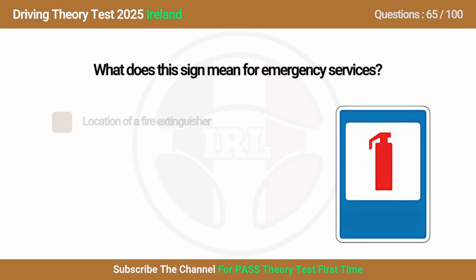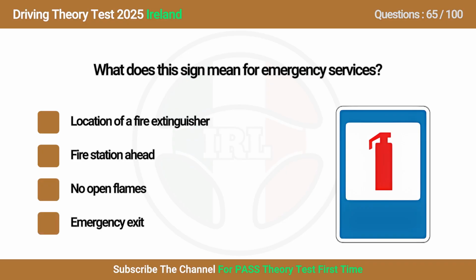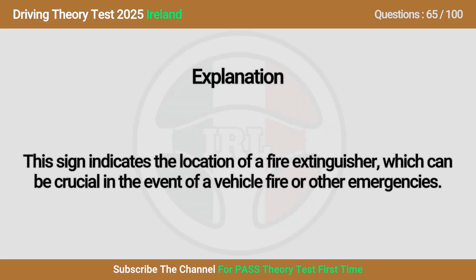Question 65. What does this sign mean for emergency services? A. Location of a fire extinguisher. B. Fire station ahead. C. No open flames. D. Emergency exit. Answer is A. Location of a fire extinguisher. This sign indicates the location of a fire extinguisher, which can be crucial in the event of a vehicle fire or other emergency.